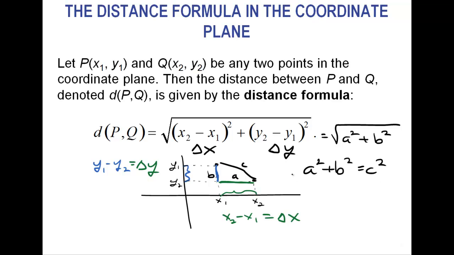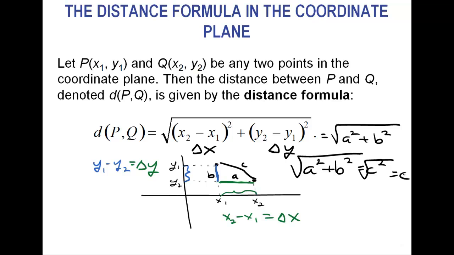So if we want to solve for c, all we do is take the square root of both sides, which equals c, and that's what the distance formula is. It's really just Pythagoras' theorem in disguise. Don't let all the x sub 2's and x sub 1's and all that stuff confuse you.